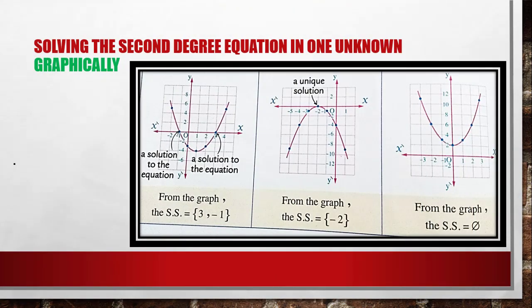Here, for example, the first curve intersects the x-axis in 2 points, -1 and 3, so the solution set is {-1, 3}. In the second figure, the curve only touches the x-axis in 1 point, which is -2. So here we have only one solution, and the solution set is {-2}. In the last figure, the curve doesn't intersect the x-axis, so we don't have any solution. So the solution set is phi.